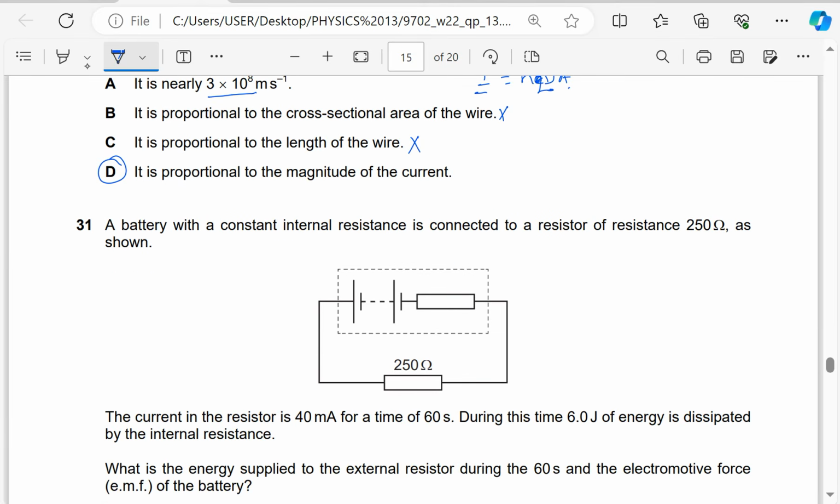A battery with a constant internal resistance is connected to a resistor of resistance 250 ohms, as shown.